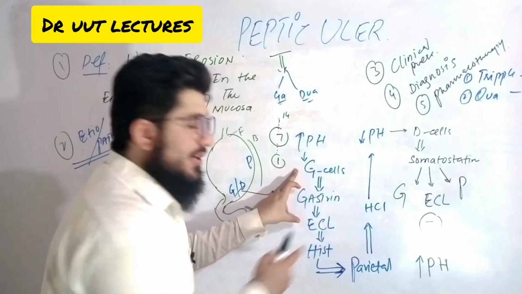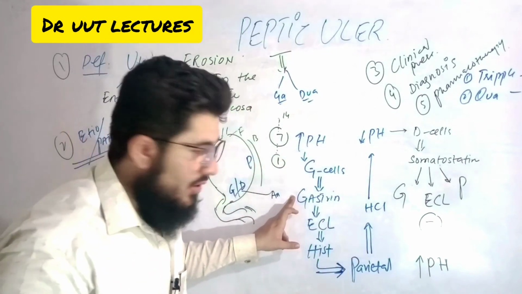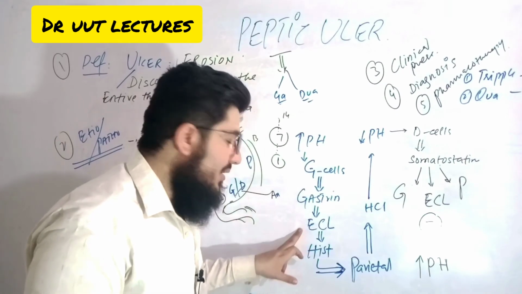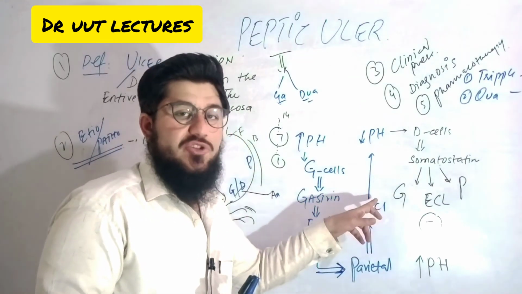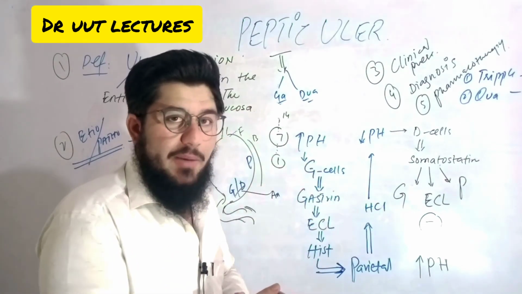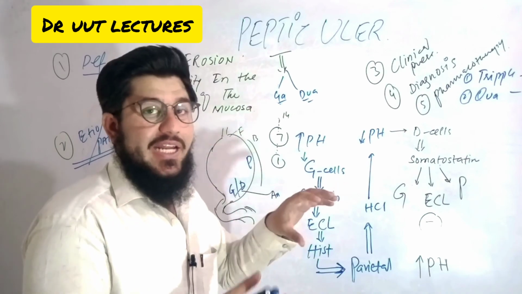So if these are inhibited, what will happen? From the G cells, there won't be any release of gastrin. From the ECL, there won't be the release of histamine. From the P cells, there won't be the release of the HCl. So in short, what will happen? The pH will not drop anymore. It will be maintained up to a certain limit.